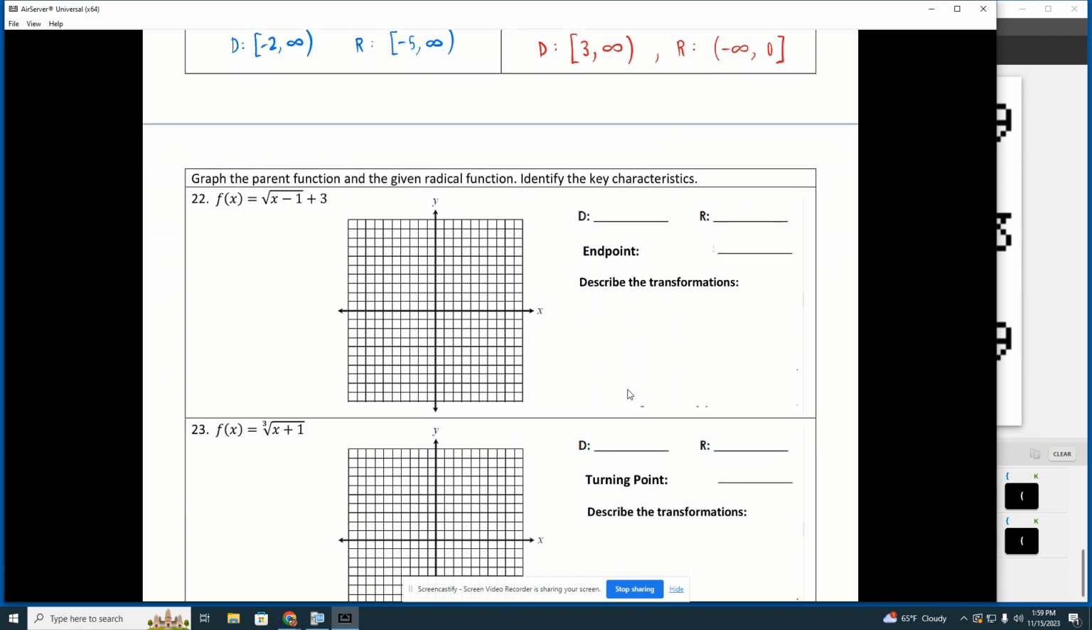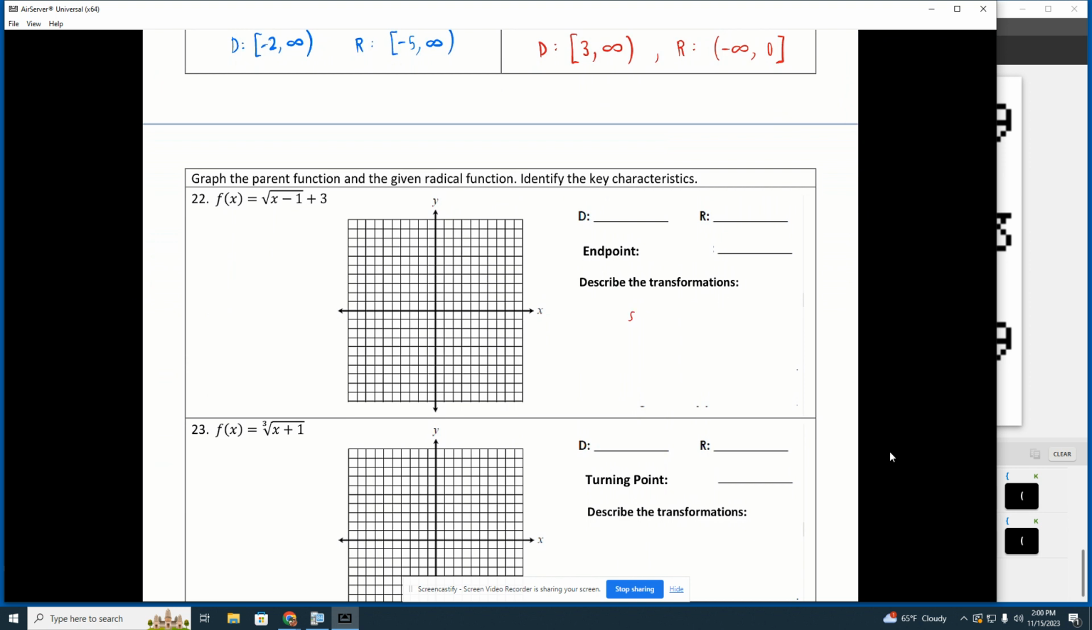So maybe you start there. Look, is there anything being multiplied on the outside? No. So this thing is only shifting. Remember how it works? On the inside, that's horizontal, and it's the opposite of what it looks like. So this is a +1 horizontal shift.